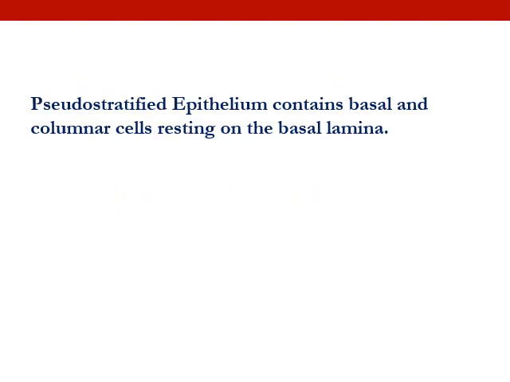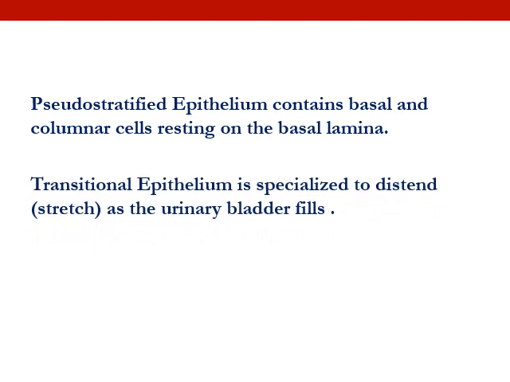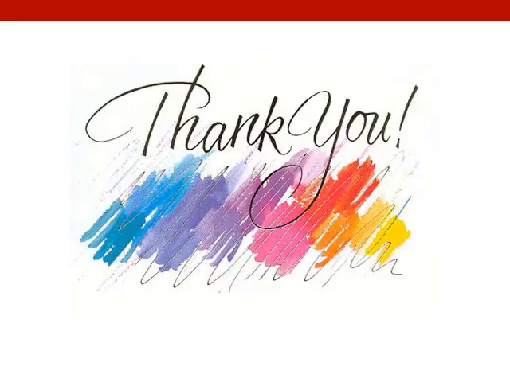The pseudostratified epithelial tissue contains two types of cells, basal and columnar cells, resting on the basal lamina, but only the columnar cells reach the surface. Also, the transitional epithelium is specialized to distend or stretch as the urinary bladder fills. Thank you.